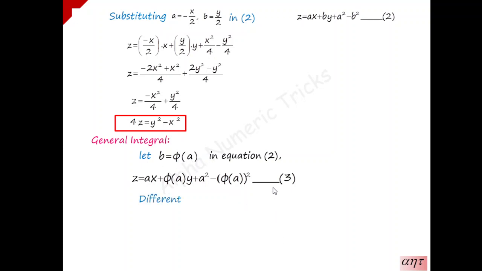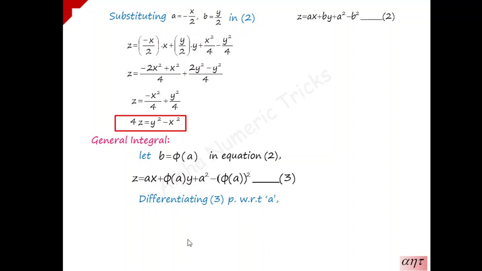You have to differentiate this equation partially with respect to the available arbitrary constant, that is the single arbitrary constant a. Suppose you are using a is equal to phi of b instead, then you get z with all the terms in terms of b, so you have to differentiate with respect to b. But according to our substitution, b is equal to phi of a, all the terms in equation 2 are reduced to terms of a. So you have to differentiate this with respect to a partially.